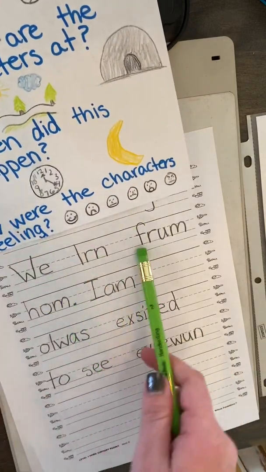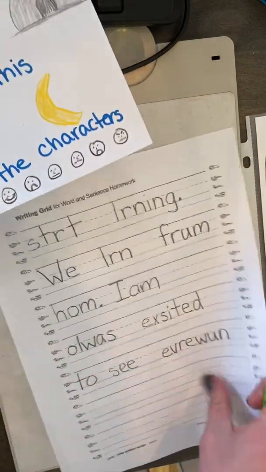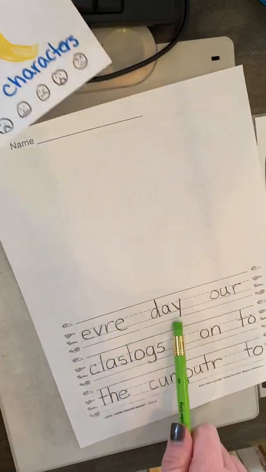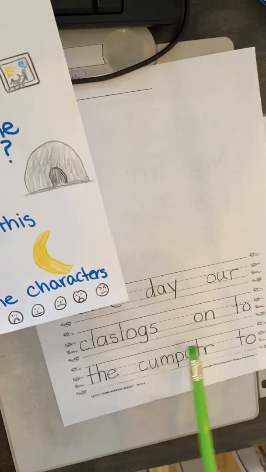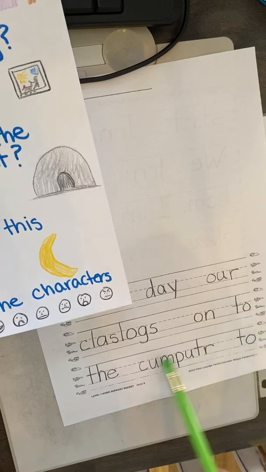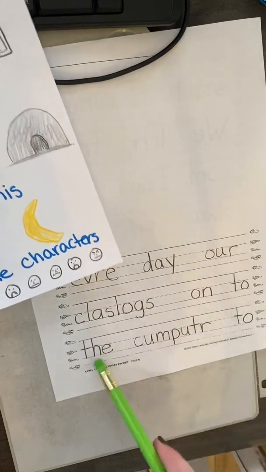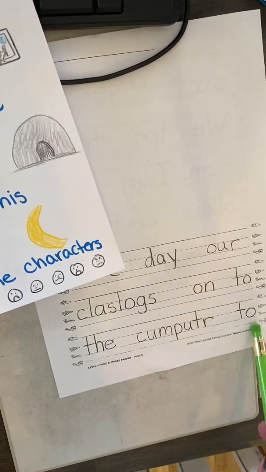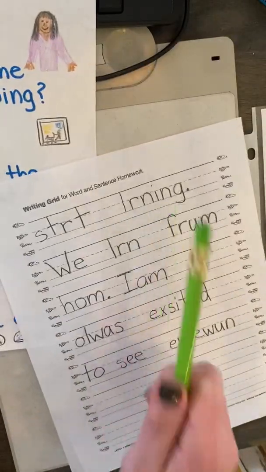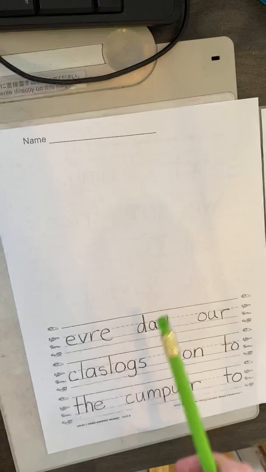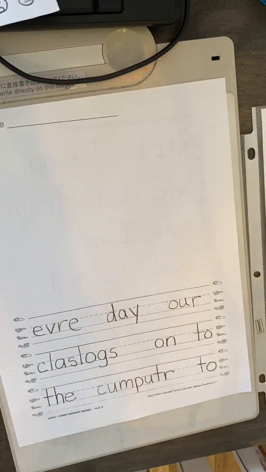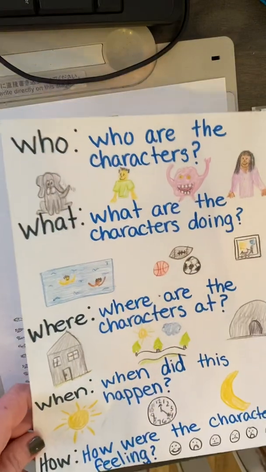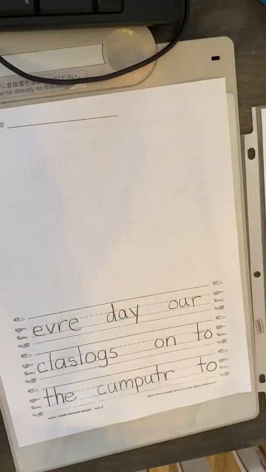Where? We learn from home. When did this happen? Every day. What are the characters doing? Log on to the computer to learn. And who are the characters? Our class. Okay, so I have my who, what, when, where, why, and how in my writing about school.